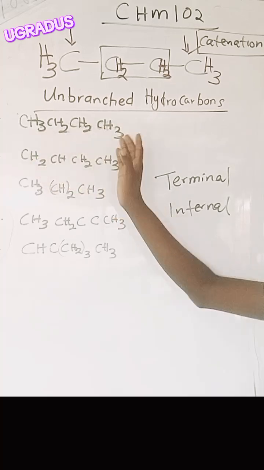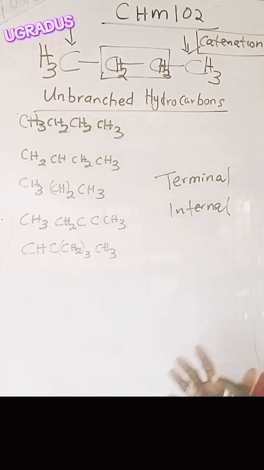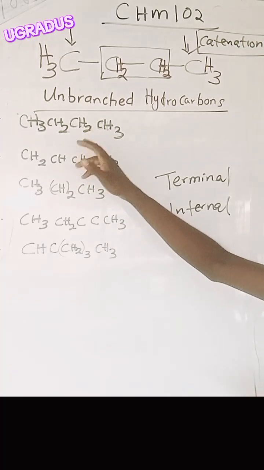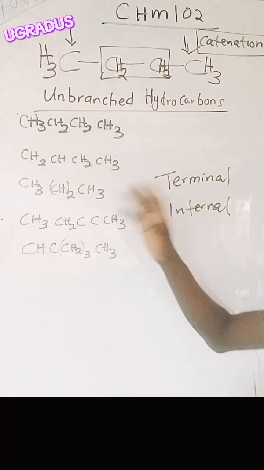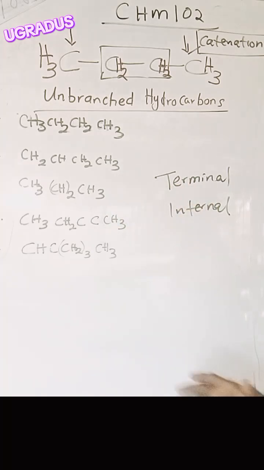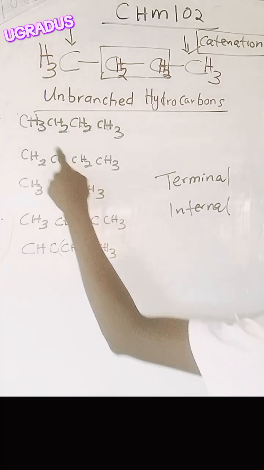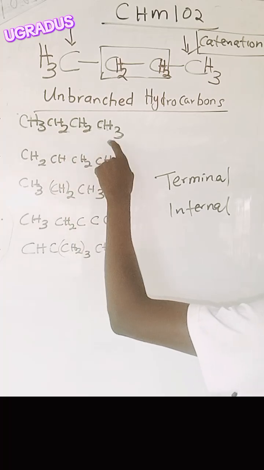That means the terminal carbons are existing in the right manner, while the CH2 are the condition for the internal carbon, and they are obeying that. So it means that this compound is saturated. Therefore, it's not hard for you to name it. Just count the longest chain: 1, 2, 3, 4. You know this is unbranched.